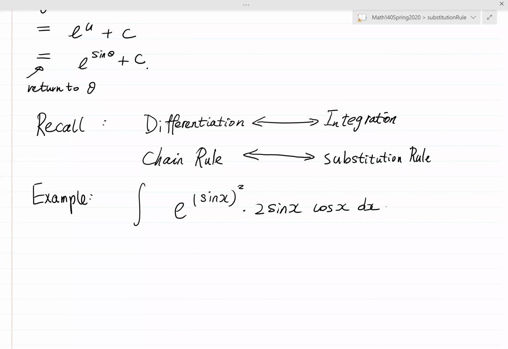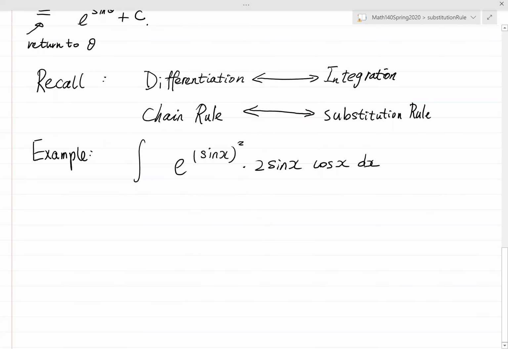In general, we usually don't have too many choices. You can try to substitute a factor and see if it works. If it doesn't work, then choose another one. Once you have seen enough examples, you will usually know what kind of substitution to choose. For this example, we let u be sine x squared.